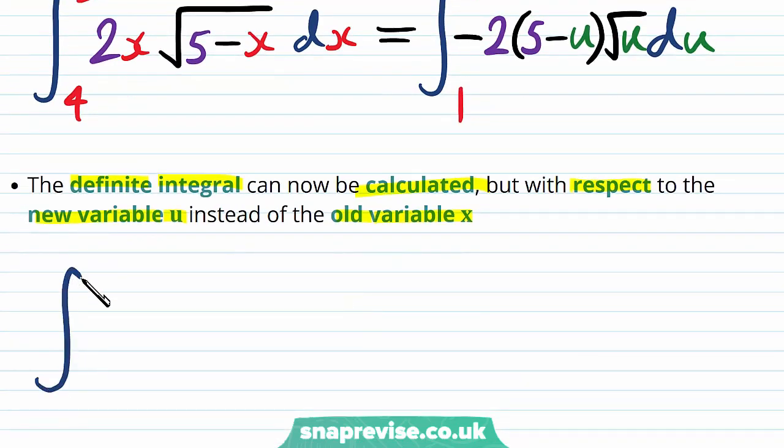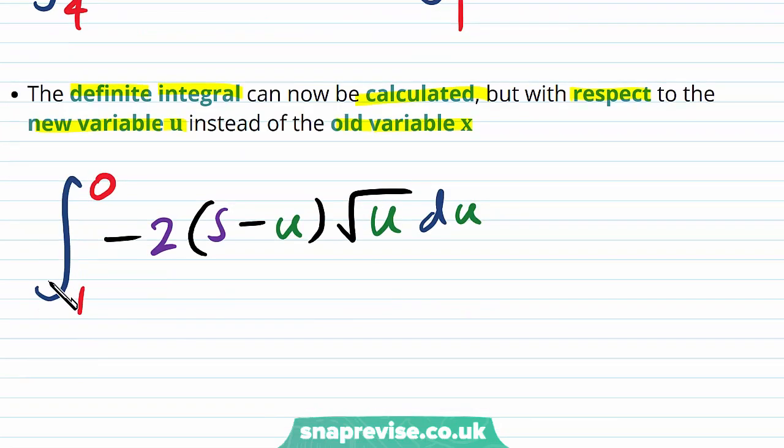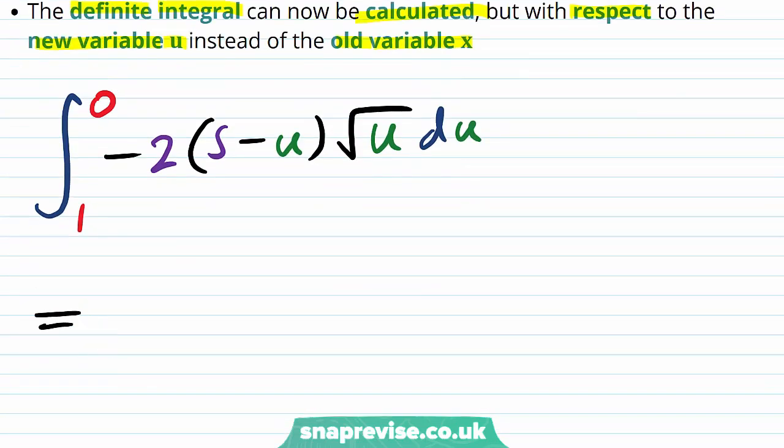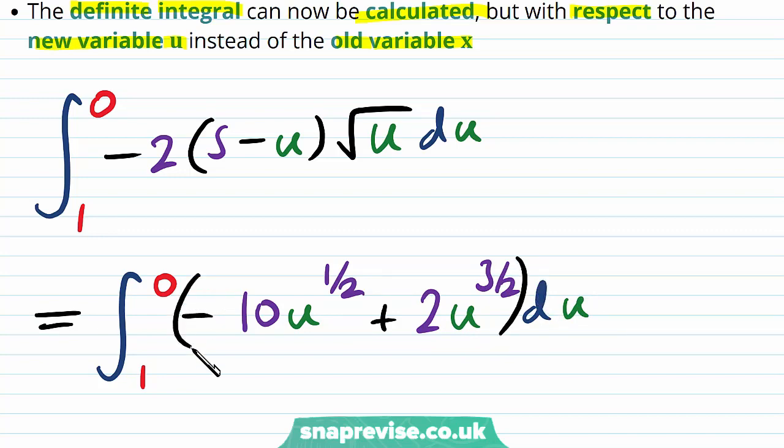We are now looking at the integral between 1 and 0 of minus 2 lots of 5 minus u multiplied by root u du. First we can expand out. We have the integral between 1 and 0 of minus 10 u to the power of 1/2, plus 2u to the power of 3/2, du, but this is around the whole of the expression.